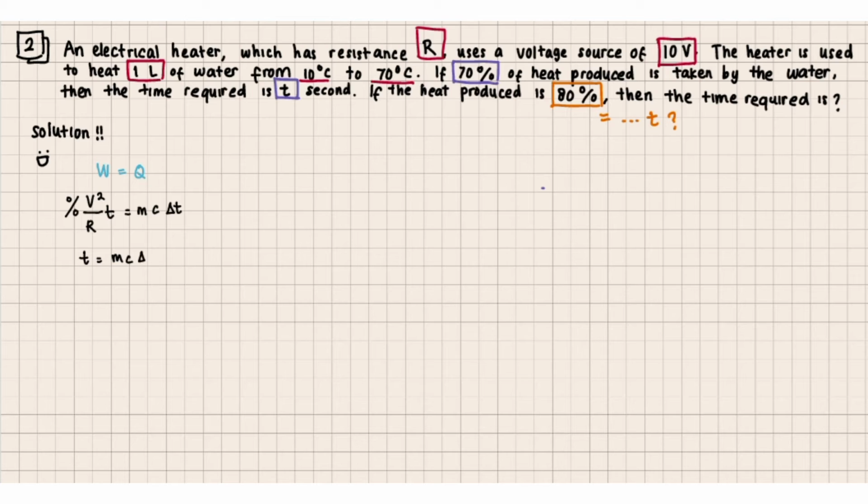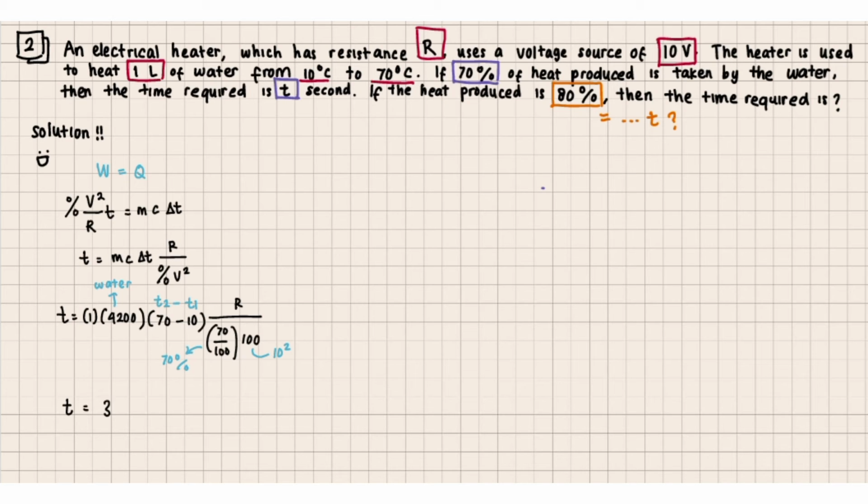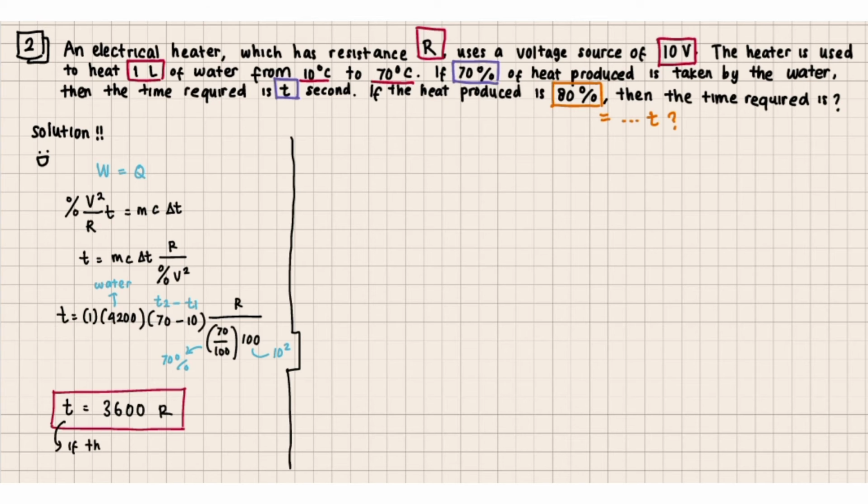So T equals to MC delta T times R per percent V squared. We substitute the number, so T becomes 1 times 4,200, it's from the specific heat of water, times 70 minus 10, times R per 70%, so it becomes 70 per 100, times 100. So we already got the T if the heat taken is 70%.